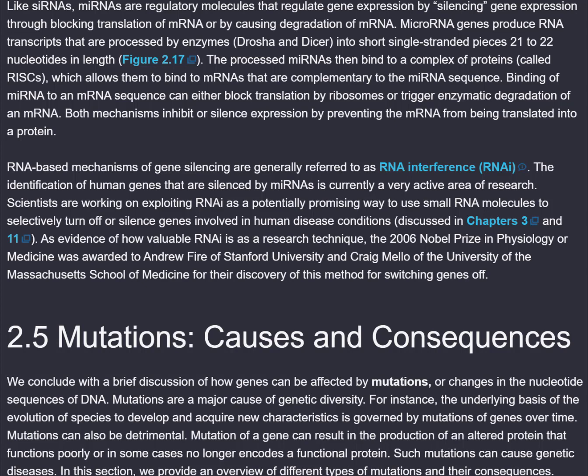MicroRNA genes produce RNA transcripts that are processed by enzymes, Drosha and Dicer, into short single-stranded pieces 21 to 22 nucleotides in length, Figure 2.17. The processed miRNAs then bind to a complex of proteins, called RISC, which allows them to bind to mRNAs that are complementary to the miRNA sequence. Binding of miRNA to an mRNA sequence can either block translation by ribosomes or trigger enzymatic degradation of an mRNA. Both mechanisms inhibit or silence expression by preventing the mRNA from being translated into a protein.